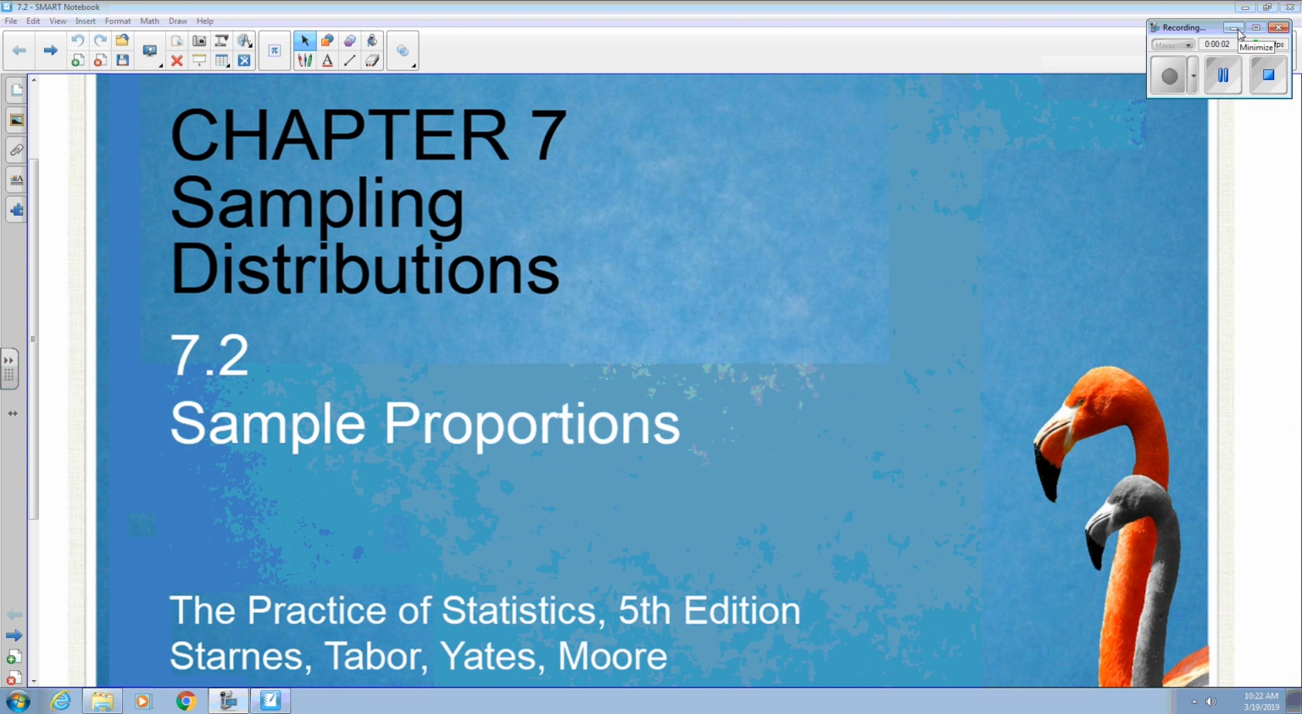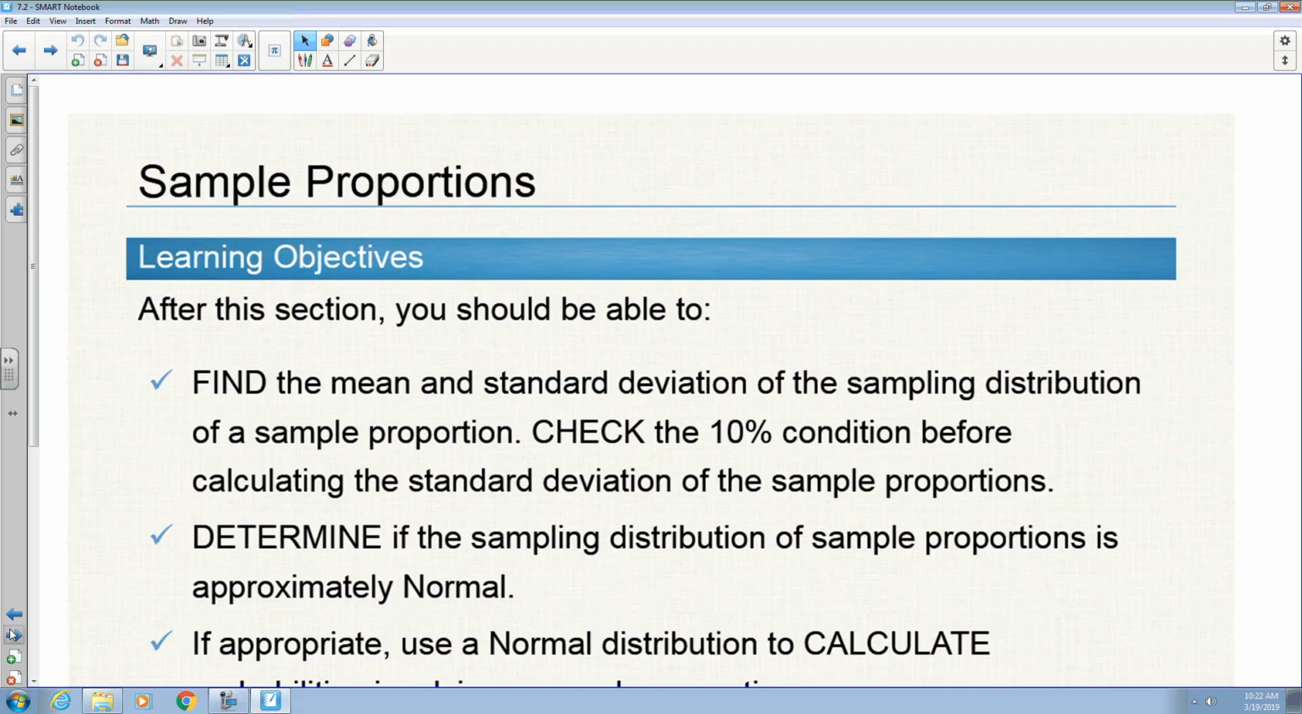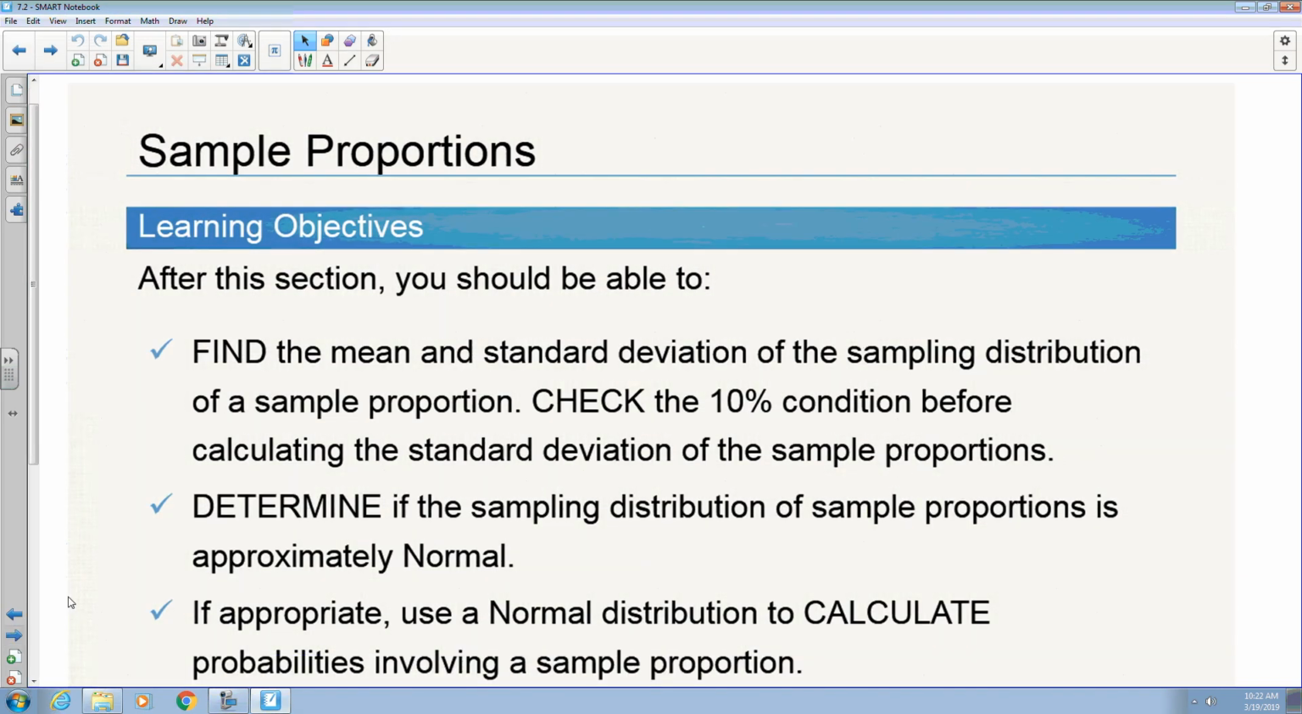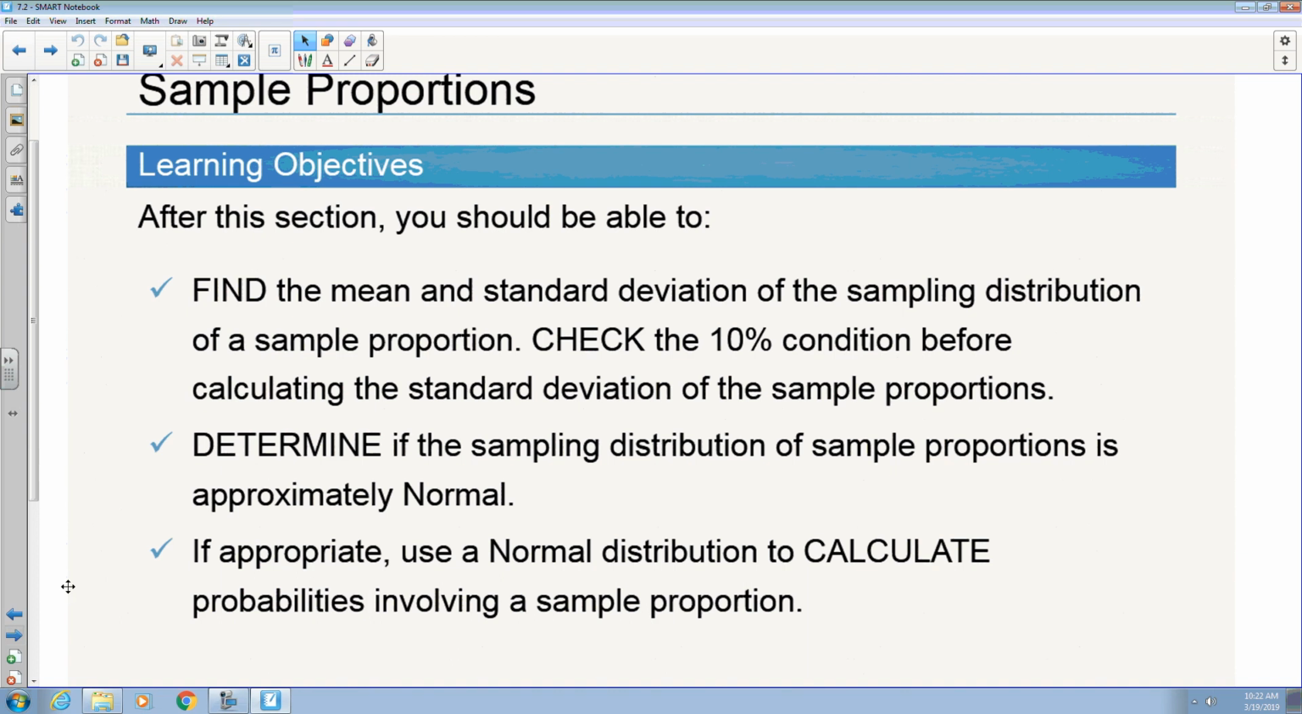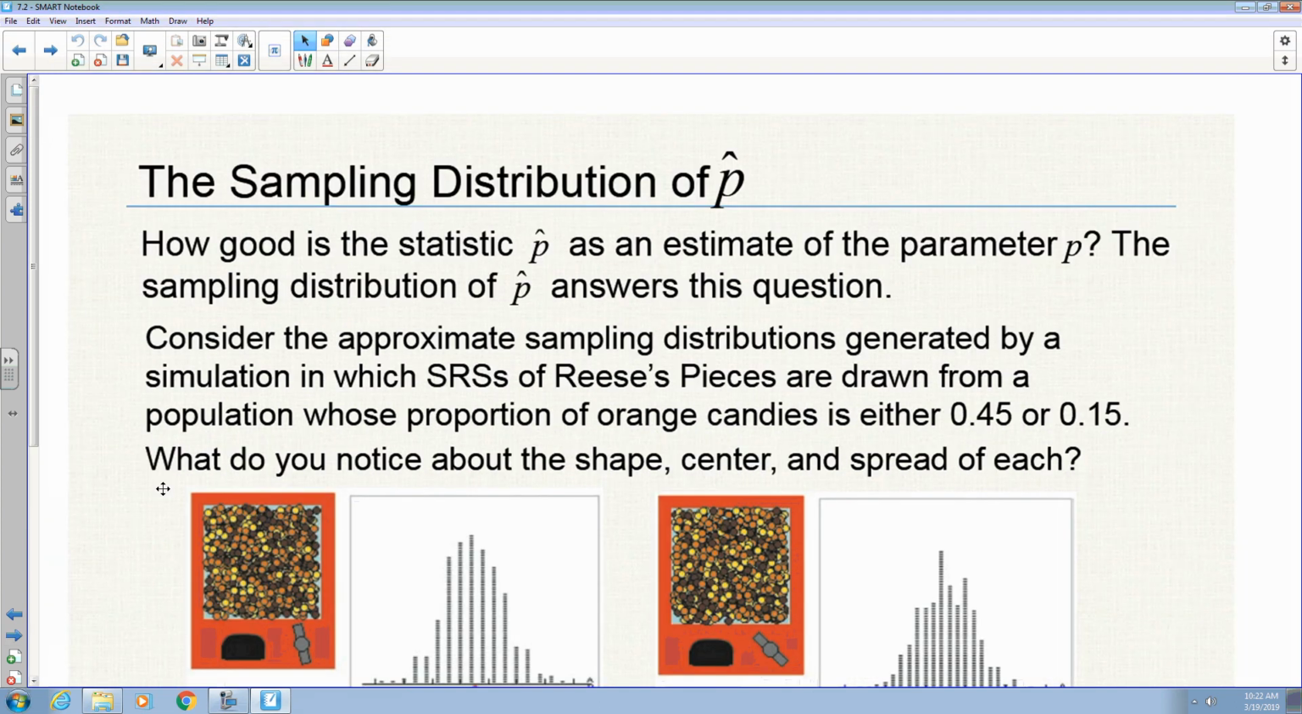All right, here we have section 7.2, sampling distributions for sample proportions. We will find the mean and standard deviation of a sampling distribution of a sample proportion. Check the 10% condition to make sure we can do that. Determine if the sampling distribution is approximately normal, and if it is appropriate to use normal distributions, we will calculate the probabilities involving a sample proportion.